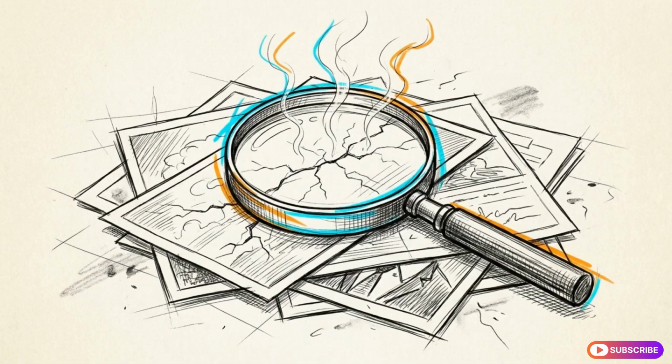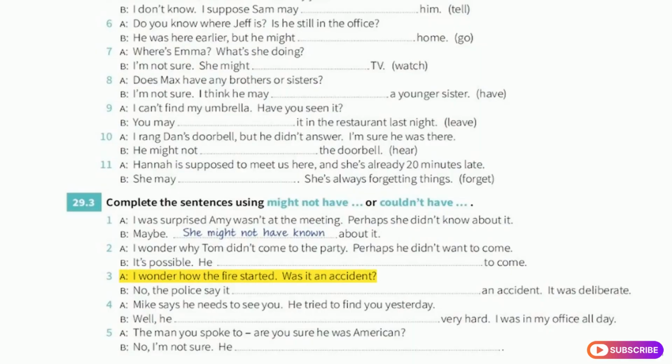The path you choose depends entirely on the evidence you have. English requires distinct grammatical structures to say, maybe it didn't happen, versus it definitely didn't happen. Here is a final test from exercise 29.3. Person A asks if the fire was an accident. Person B replies, "No, the police say it blank an accident. It was deliberate." Because the police confirmed the fire was deliberate, an accident is impossible. You must use couldn't have.